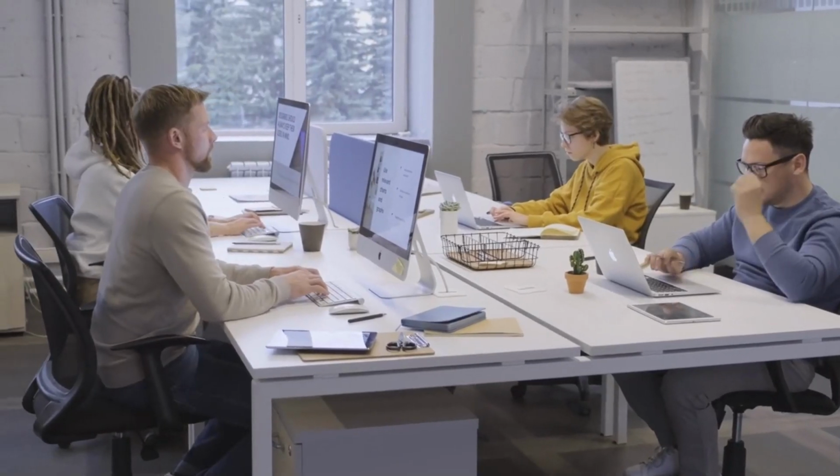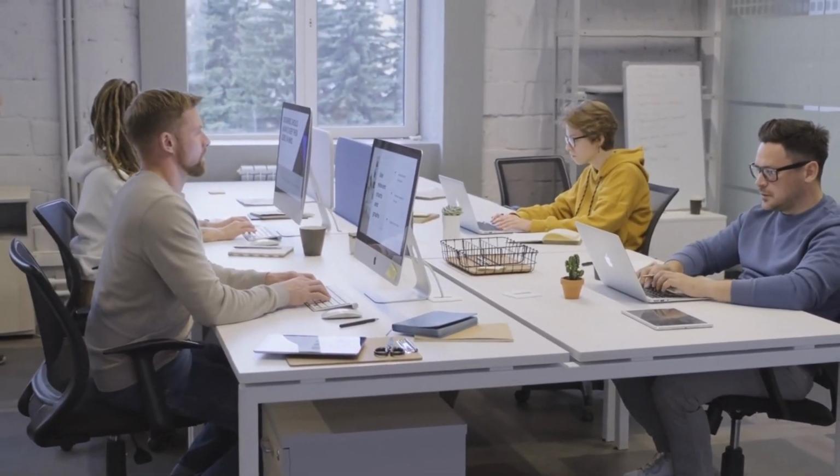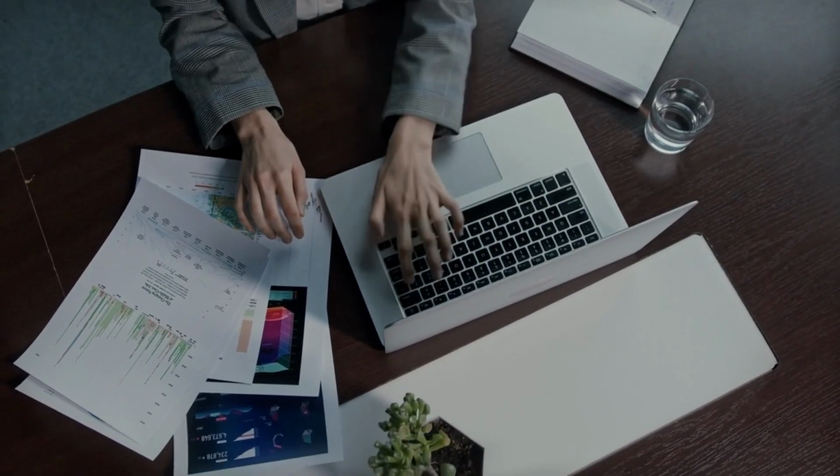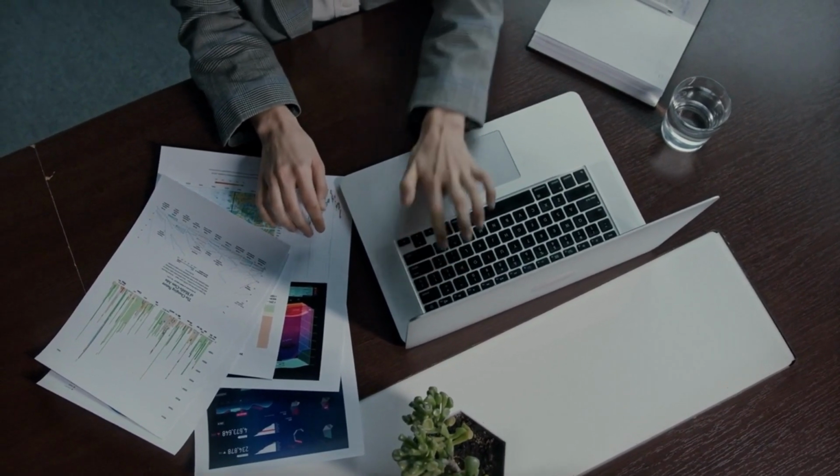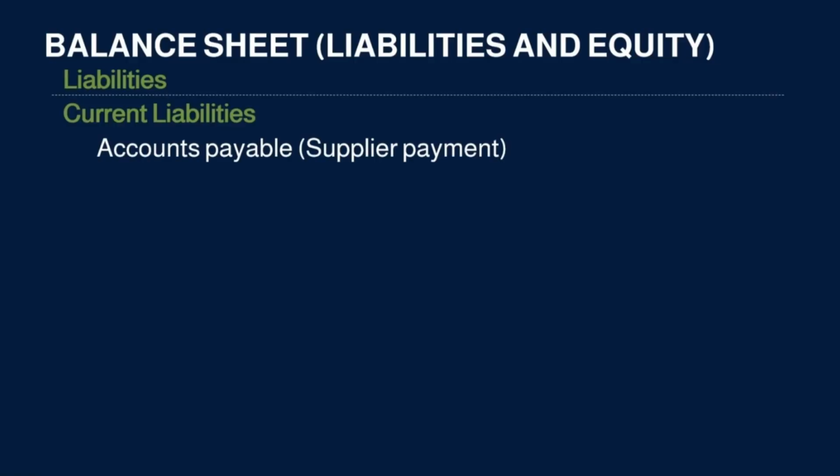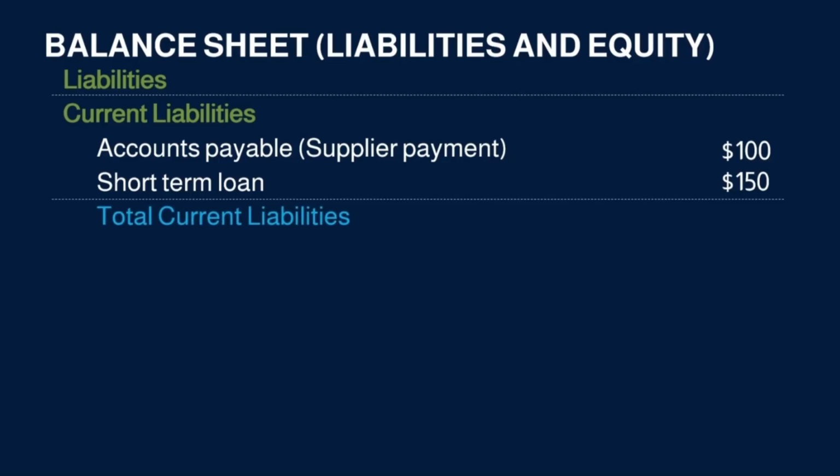Examples include accounts payable, which is money owed to suppliers, short term loans, salaries payable, taxes payable, etc. In our example, the accounts payable is $100 and short term loan is $150. Total current liabilities of the company is $250.